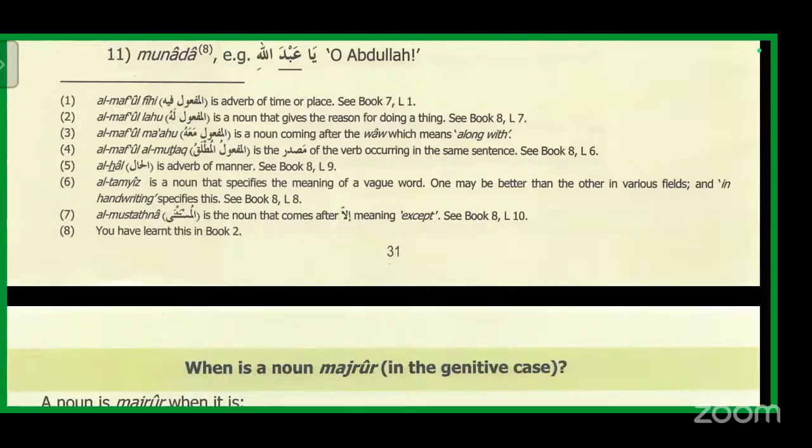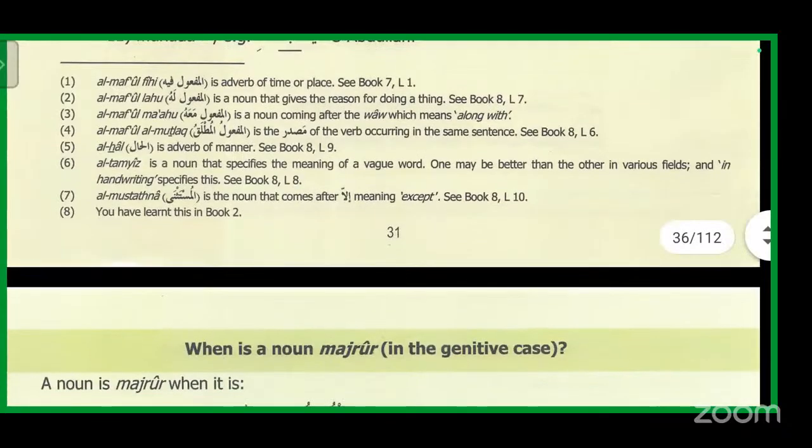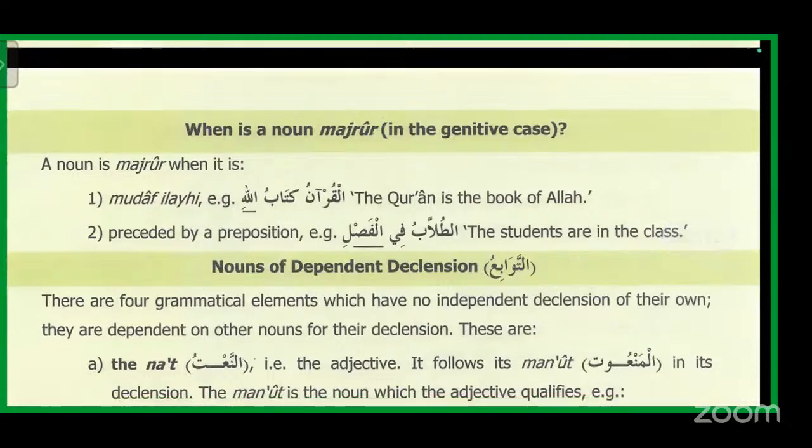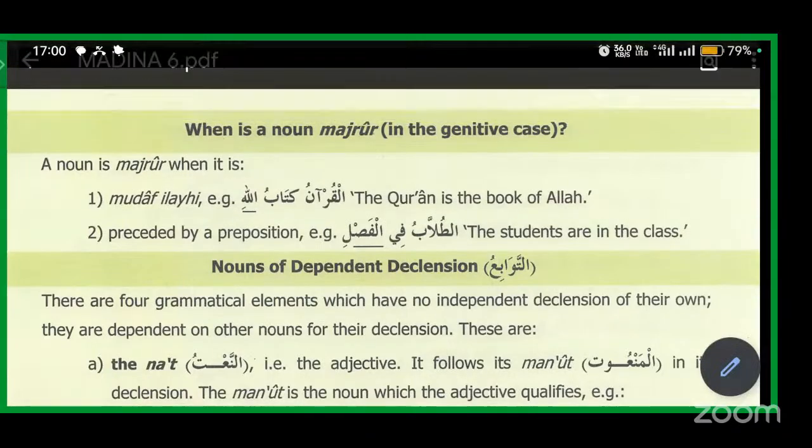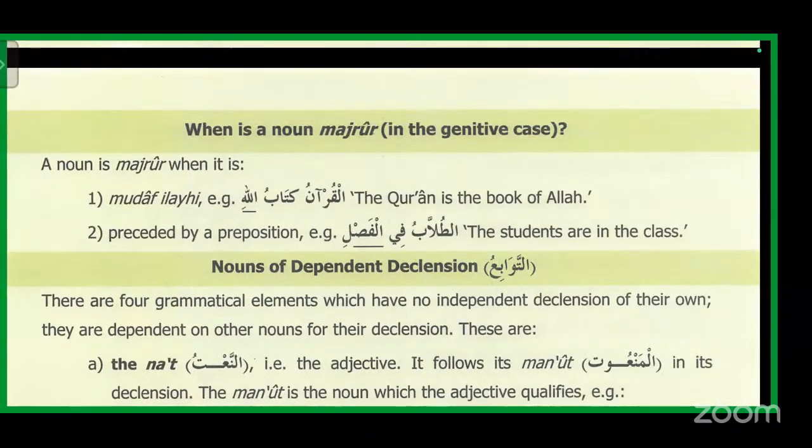When is a noun majroor? In the genitive case, a noun is majroor when it is mudaf ilayhi and preceded by a preposition. Number 1, mudaf ilayhi. Example. Al-Quranu kitabullahi. The Quran is the book of Allah. And number 2, preceded by a preposition. Example. Tulabu fil fasli. The students are in the class.